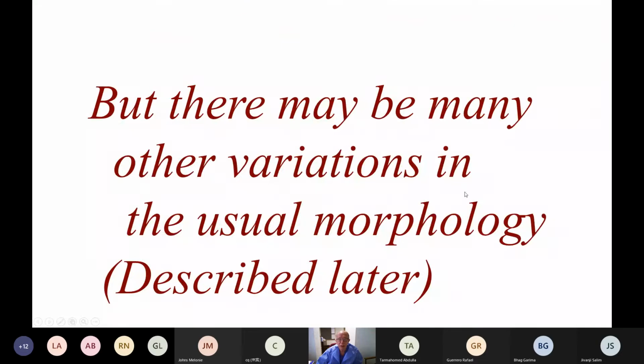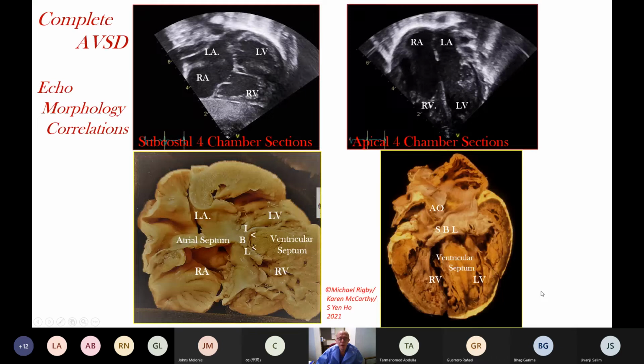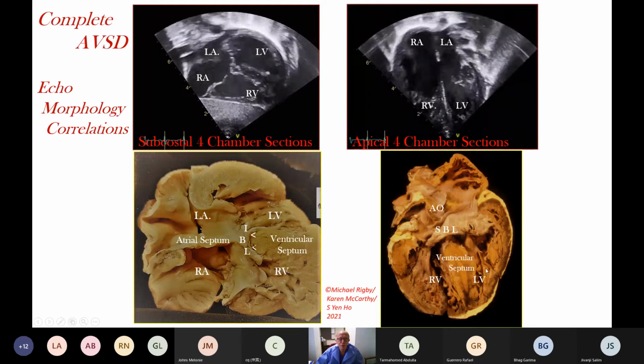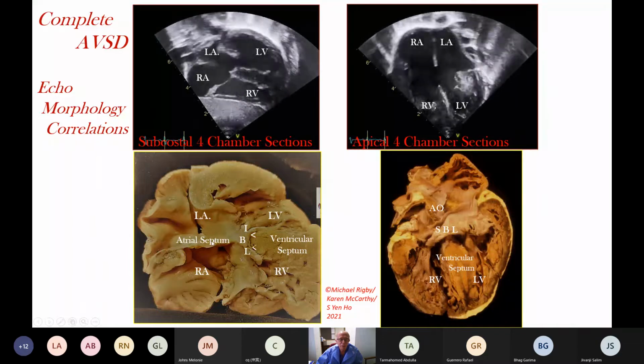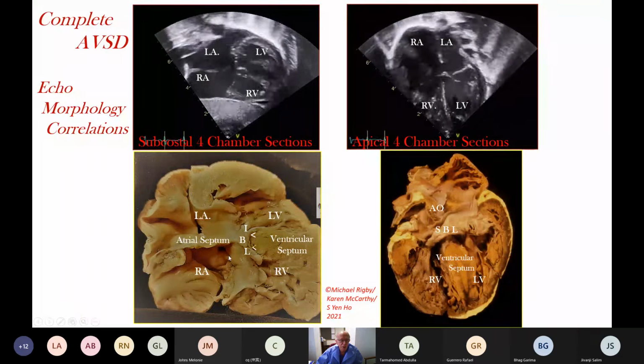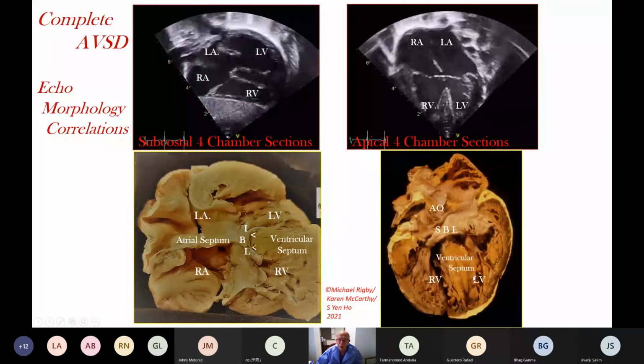Now, there can be many other variations in the usual morphology, which we'll deal with a little bit later on. Now, AVSD with common valve orifice is called complete AVSD, not just AVSD alone, so complete AVSD. And I'm going to go back to those morphological slices that we showed you. Remember, this mimics the subcostal four-chamber section. This mimics the apical four-chamber section.